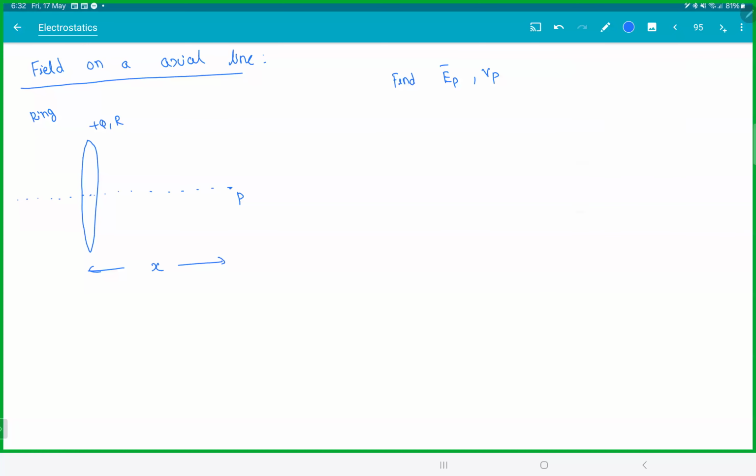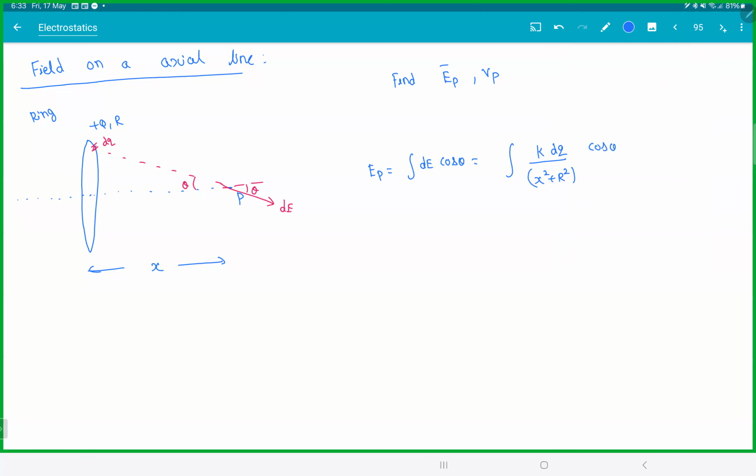How do we do this? See, this was an easy one. Let's take a small piece, dq. This angle is theta. So this field will be dE. I told you multiple times: whenever you integrate a vector, always integrate the components. Here you can clearly see the vertical components cancel out. So the electric field at P will be the integral of dE cos theta. So this will be K dq by distance squared, which is x squared plus r squared, times cos theta.